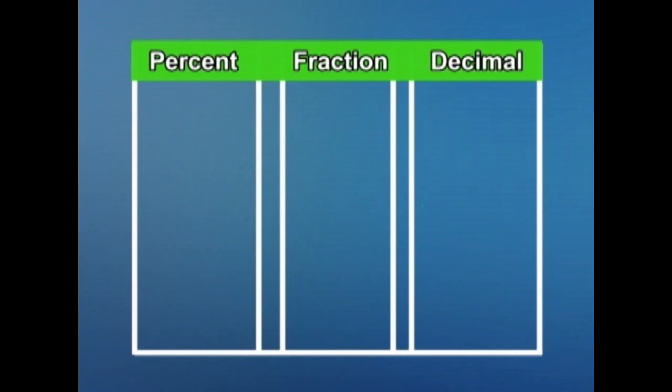Look at these. We have percent, fraction, decimal. 6% is the same as 6/100ths, because percent means part of 100. And this decimal then becomes 0.06, 6/100ths. Get it? So what would 8% be?